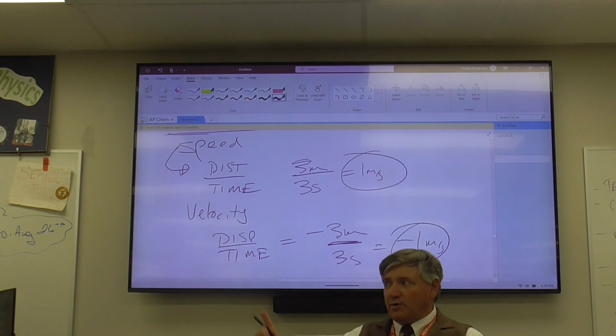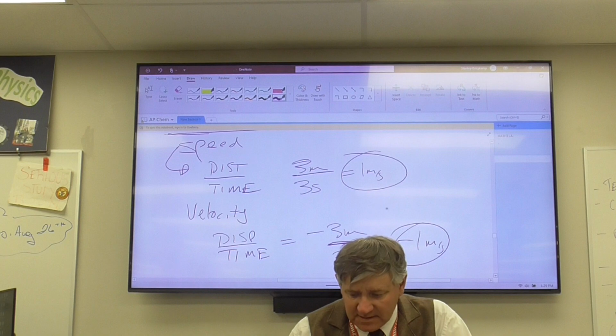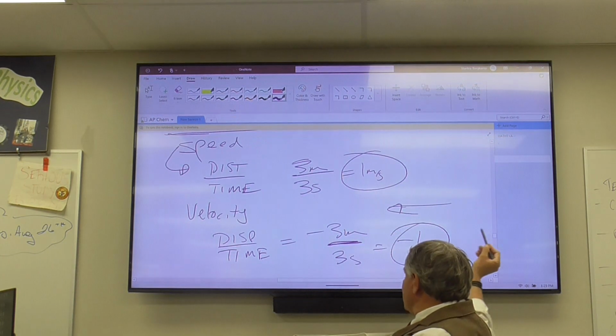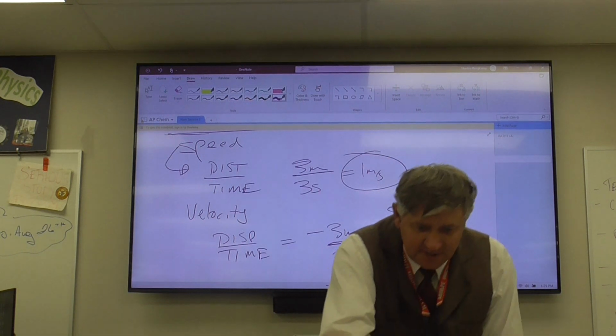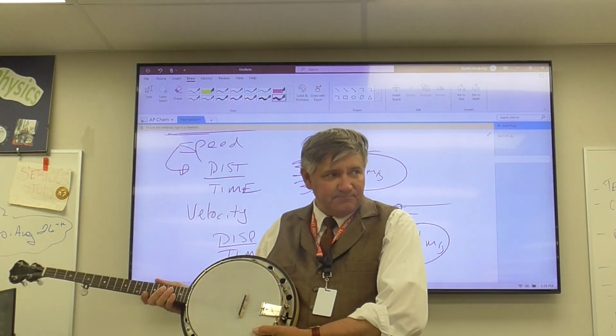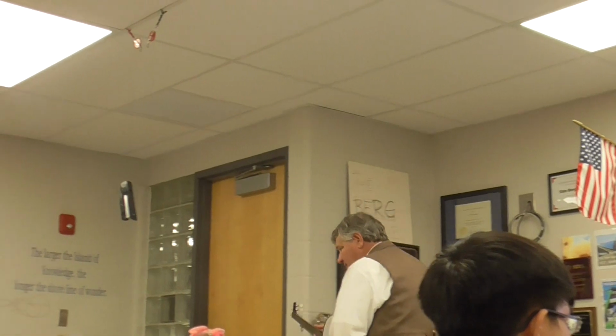That's now a vector quantity, because it tells me that I went in that direction, and we define that as being negative. So the banjo was pointing in this direction. I was coming over here, I had a nice leisurely stroll, and I'm here.